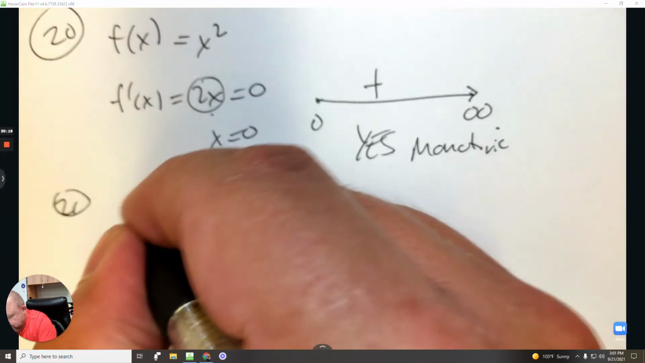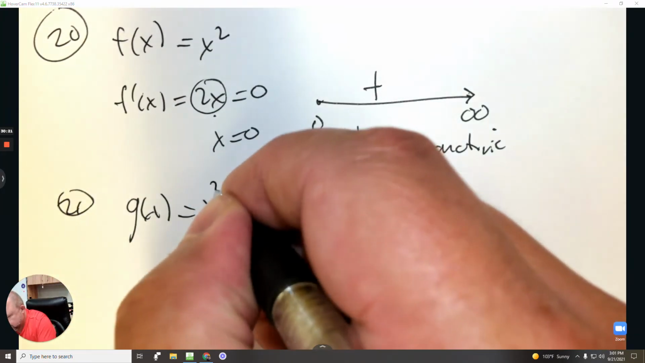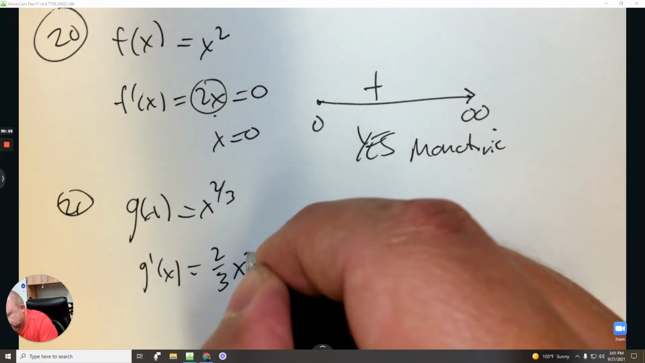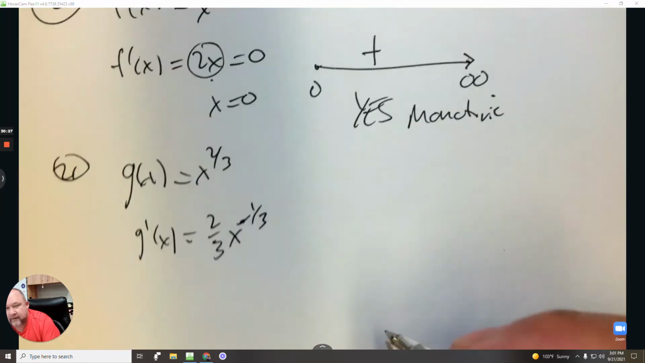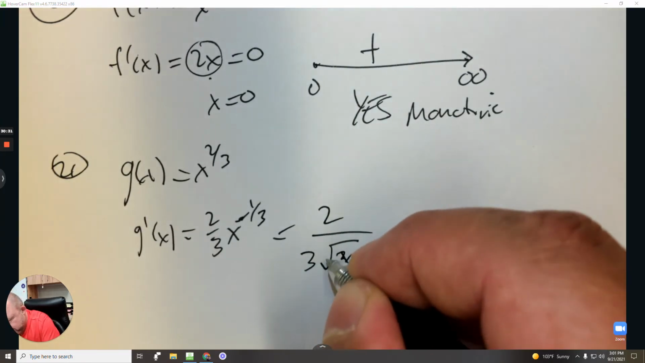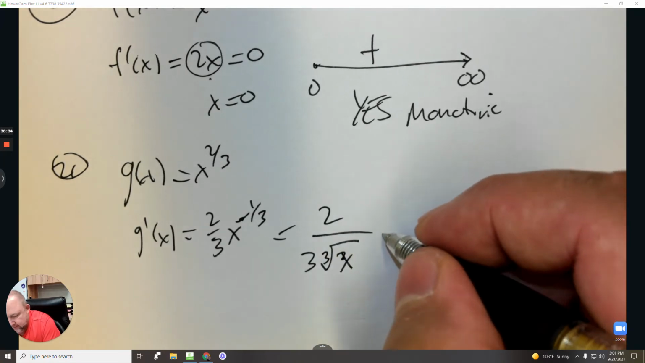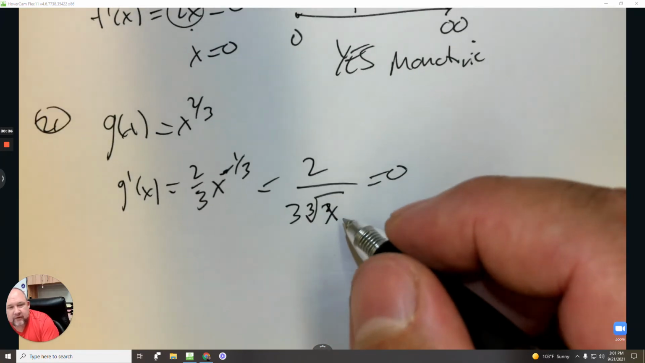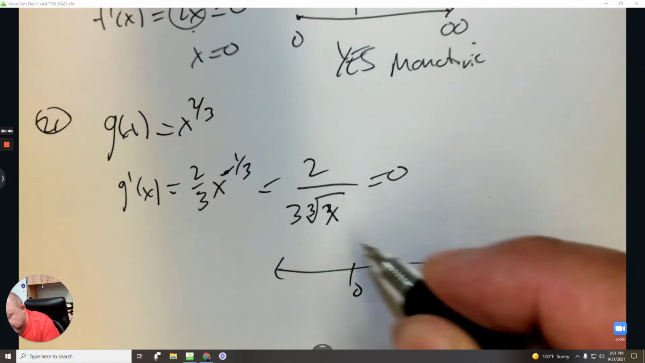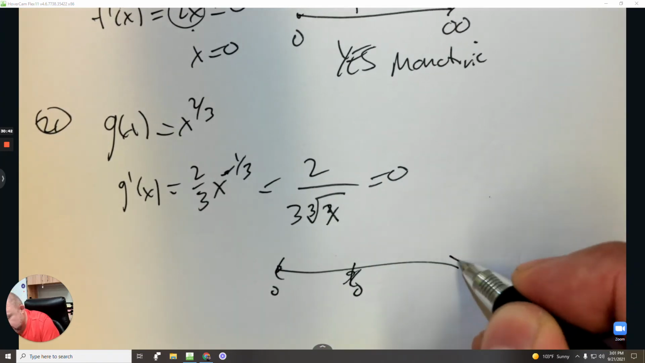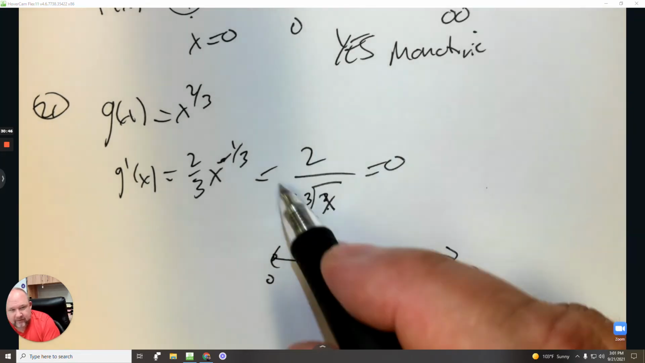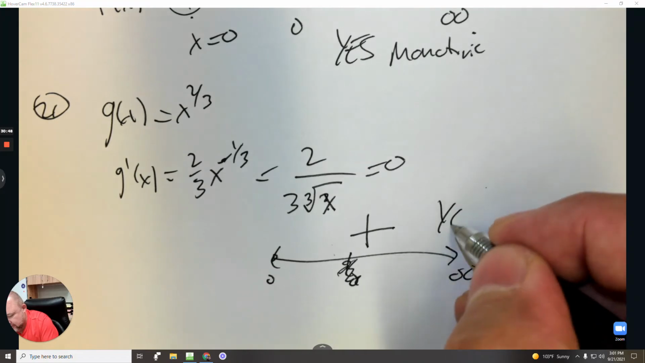21, if you take the derivative, so the only answer here is where it's undefined at 0. So again, 0 to infinity. If I plug in a positive number, it's going to be positive. Yes, it's monotonic.